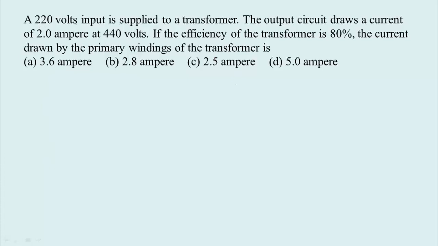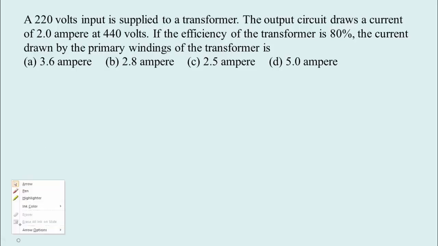A 220 volt input is supplied to a transformer. The output circuit draws a current of 2 ampere at 440 volt. The efficiency of the transformer is given as 80%. The current drawn by the primary winding of the transformer is?